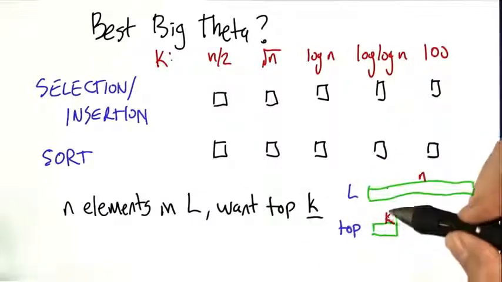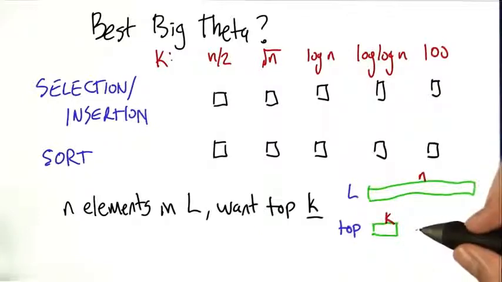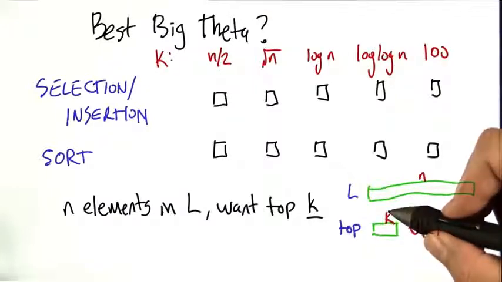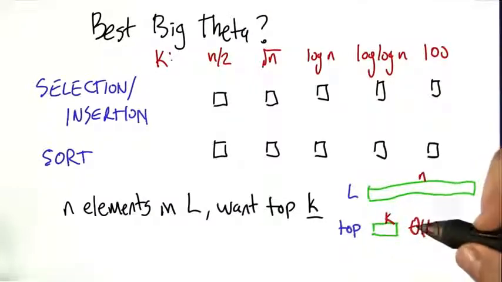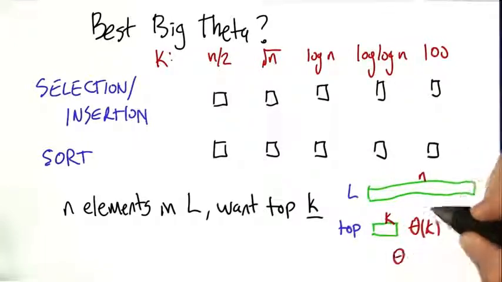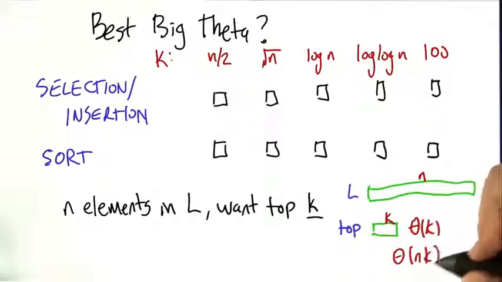Okay, let's do insertion first. It does an insertion in this list. That insertion takes big O of k time. It's basically running through this list, figuring out where the value goes, sticking it in, and shifting everything else over. The insertion algorithm is going to take n times that, or a total of big theta of n times k.